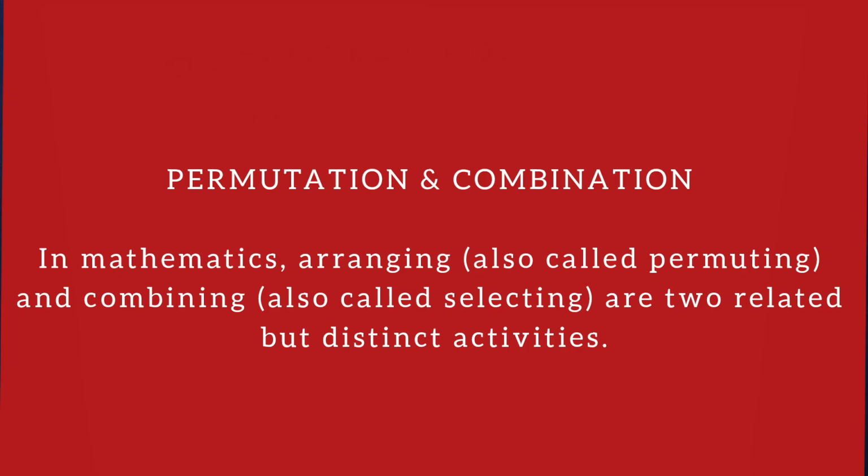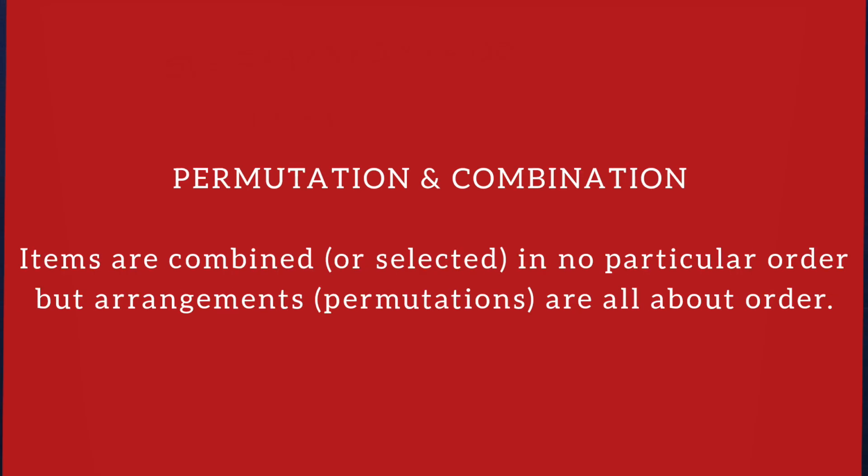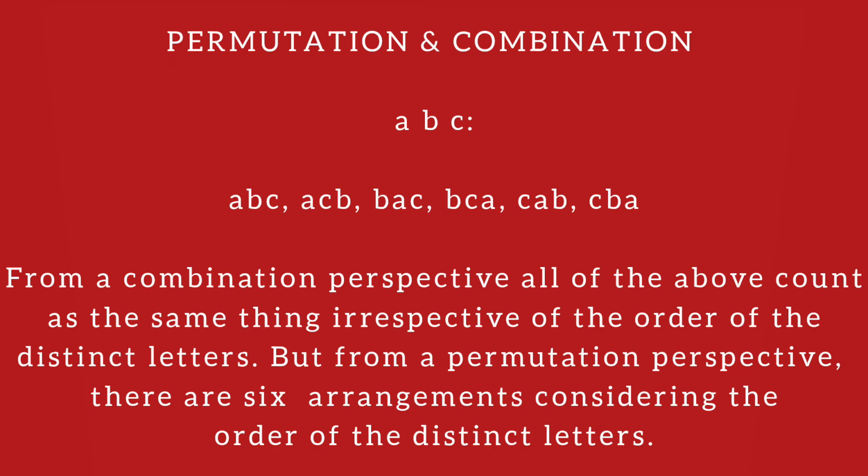In mathematics, arranging, also called permuting, and combining, also called selecting, are two related but distinct activities. Items are combined or selected in no particular order, but arrangements, which is also called permutations, are all about order. So you can say that combination is selection without considering order, and permutation is arrangement in which order is relevant. For example, there is only one combination of the first 3 letters of the alphabet A, B, C, if we are not concerned about their order, whereas there are 6 arrangements if we consider their order.